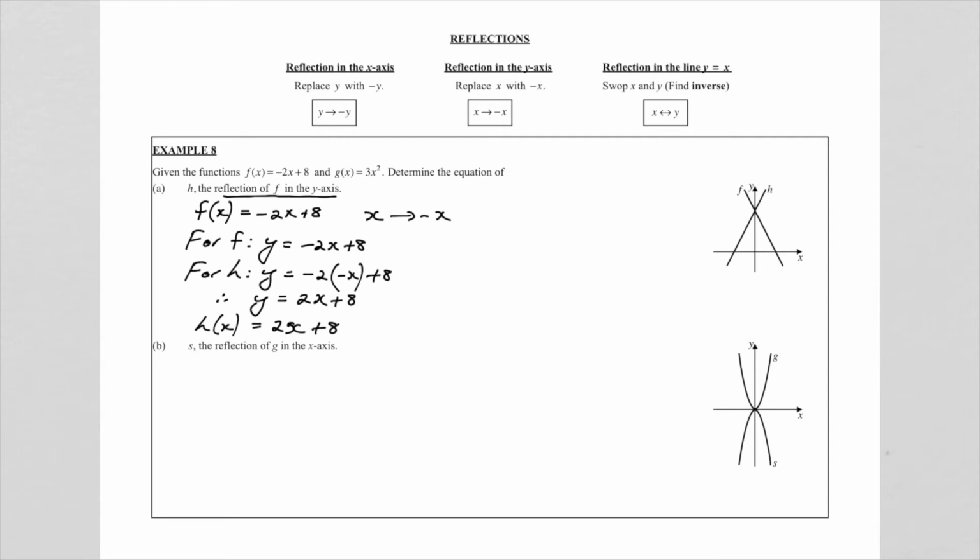In the B part, they ask us to find s, and s is the reflection in the x-axis. Now for a reflection in the x-axis, like we said before, reflection in the x-axis is when y becomes negative y. So we say y becomes negative y.